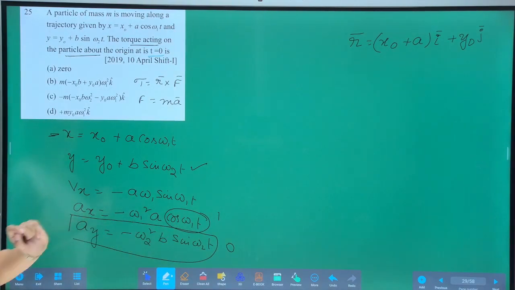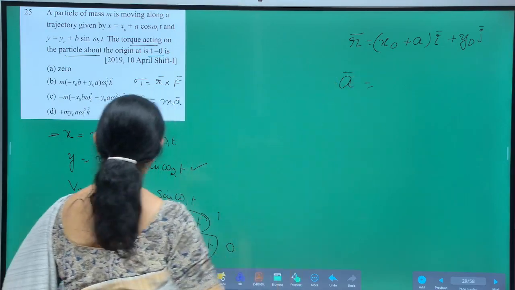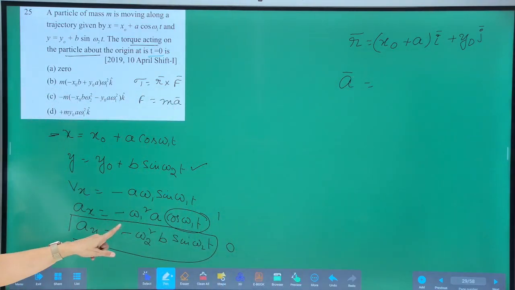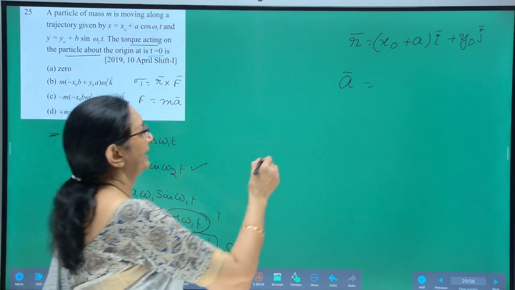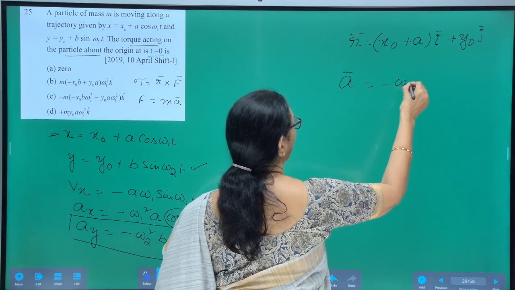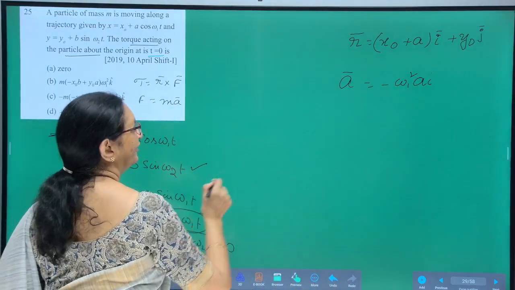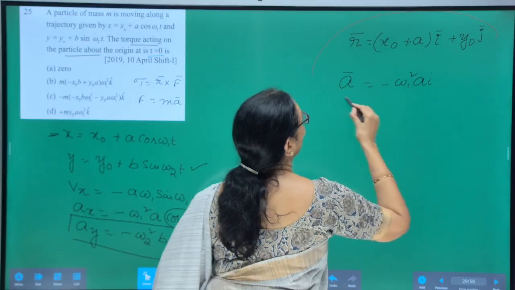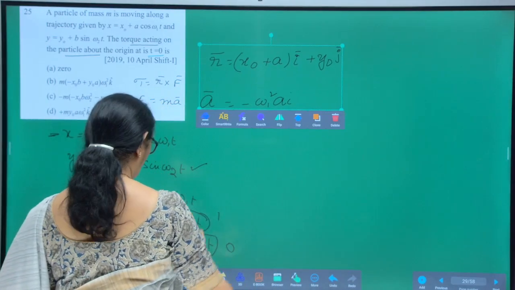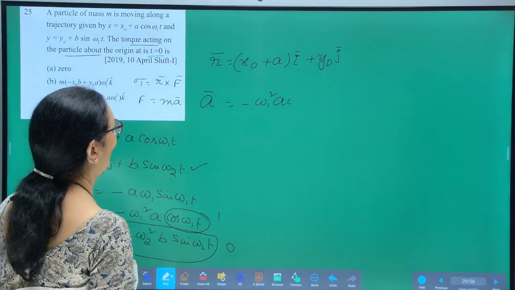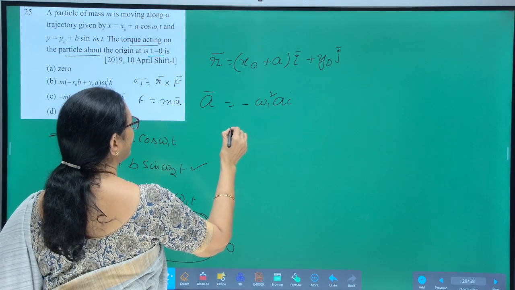So, at t is equal to 0, acceleration is minus omega 1 square a I bar. I think we need not write it so distant, isn't it? I'll write it here, okay? So, this is acceleration. Now, mass is given, so what is torque?